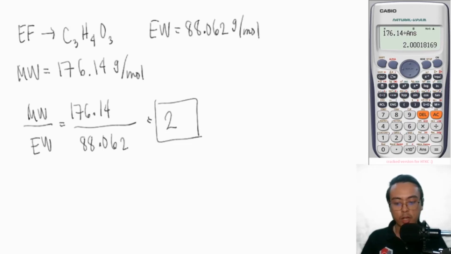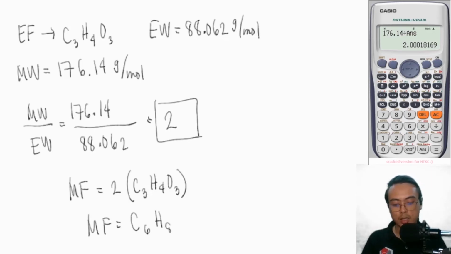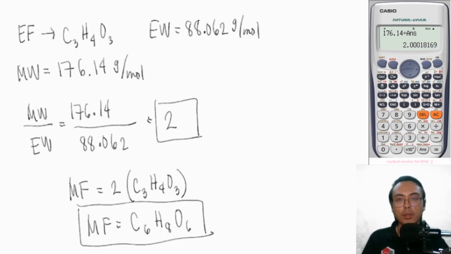Therefore, the molecular formula of ascorbic acid is equal to 2 times the empirical formula of C3H4O3, and we get a molecular formula of C6H8O6. That is how we determine the molecular formula of a compound.